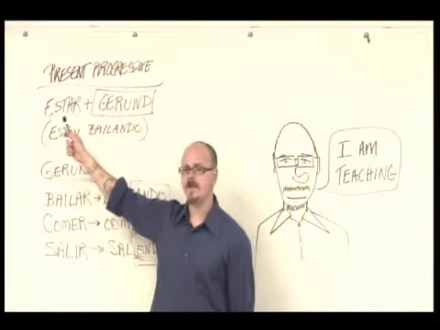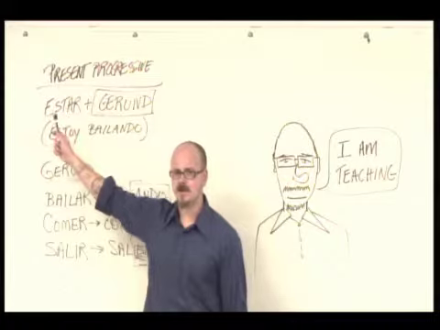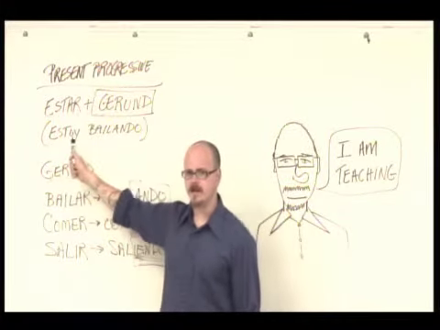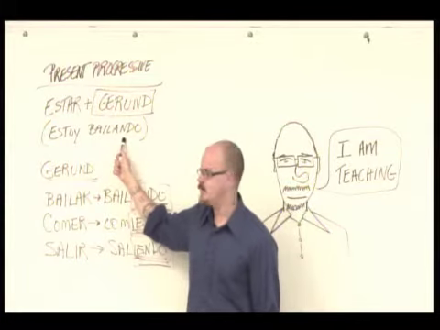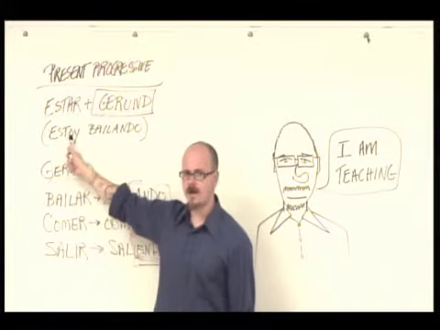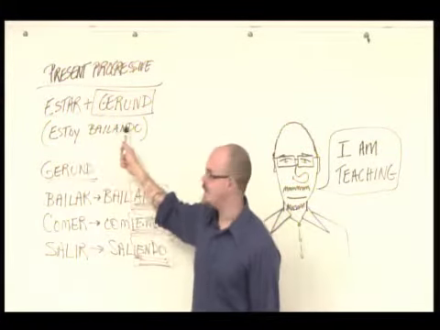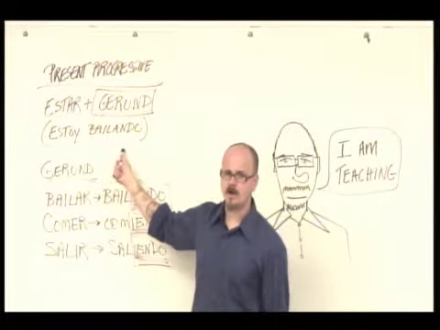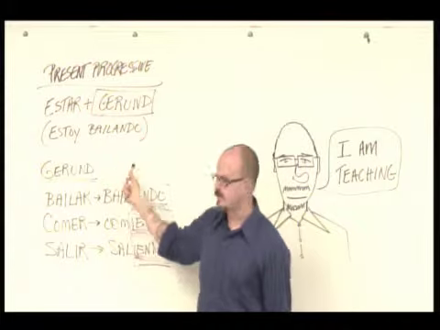It's very important though that you're using estar and not ser. The present progressive is formed using estar. Here's an example. Estoy bailando. So we should be able to do already this estar part. However, we need to know how to form the gerund. So here's how the gerund is formed in Spanish.